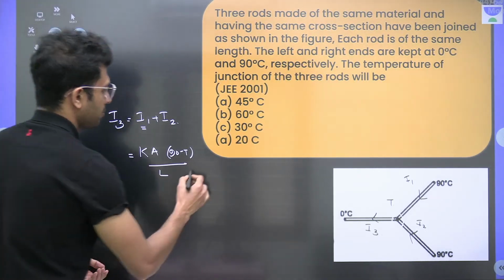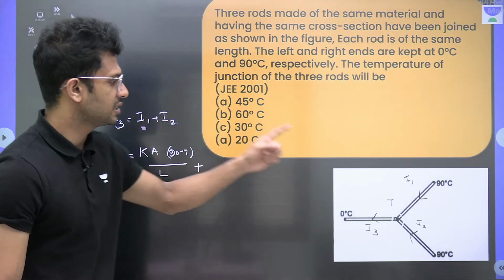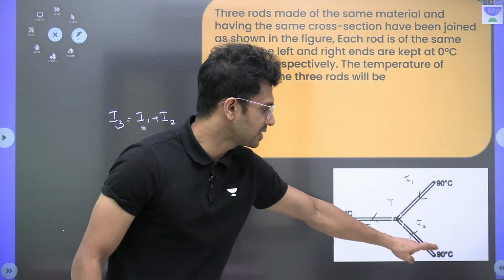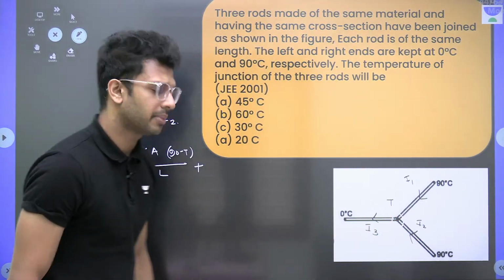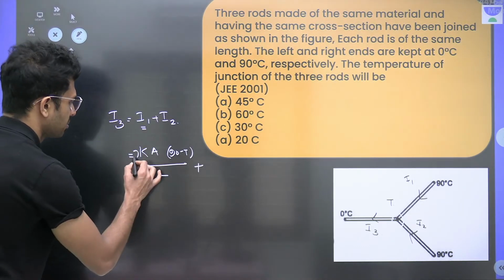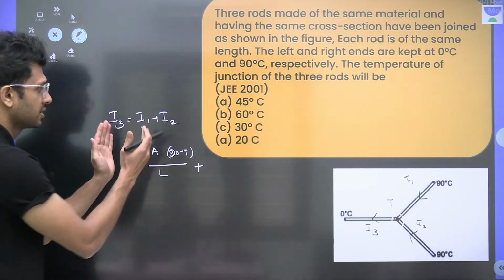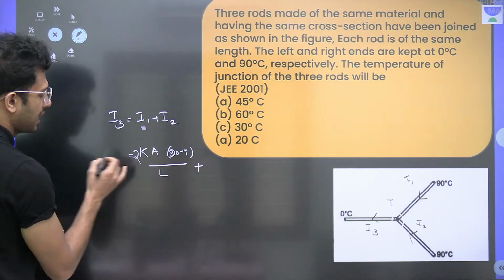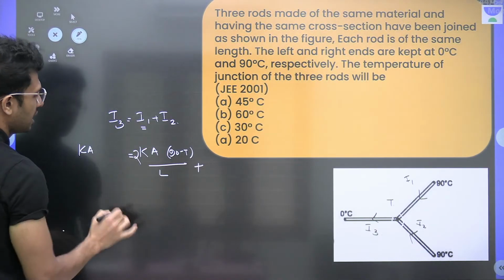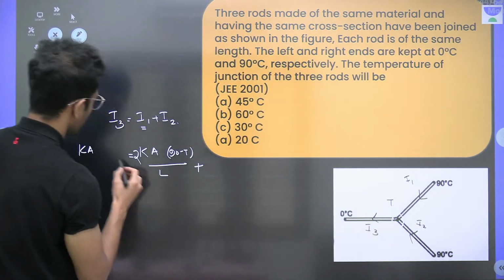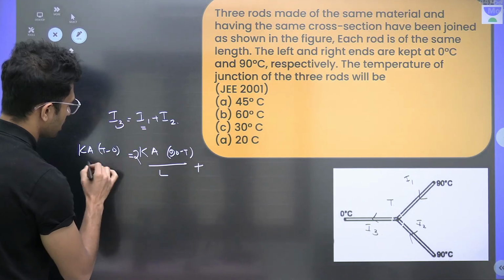right? Plus heat energy flowing through the second rod. K A delta temperature is 90 minus T, the whole divided by L. Same, so plus the same value. So instead of doing that, I am writing it as 2, because the values of I1 and I2 will be the same. Equal to I3, the heat energy flowing through this. Change in temperature? Here T, here 0. So that is T minus 0 divided by L.